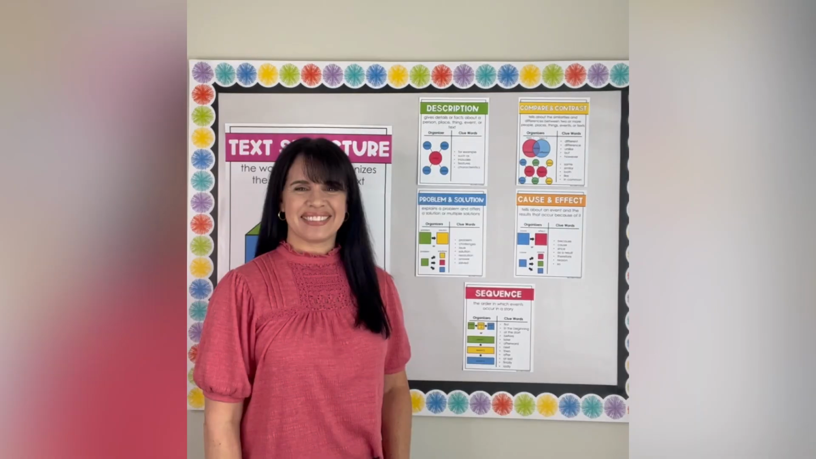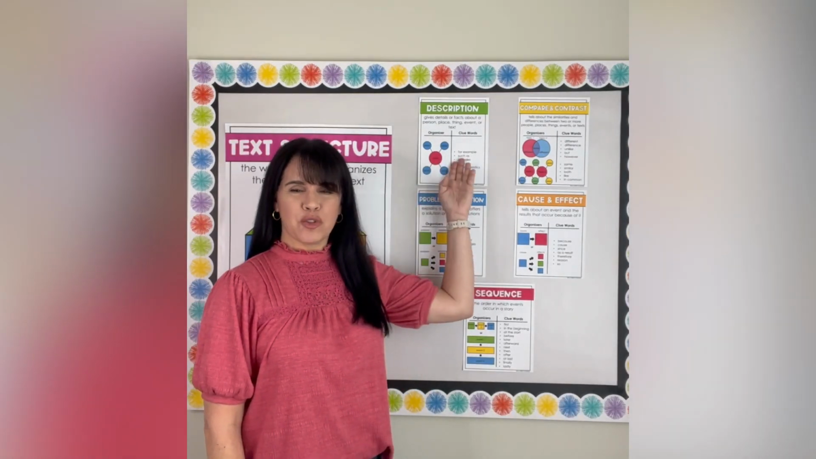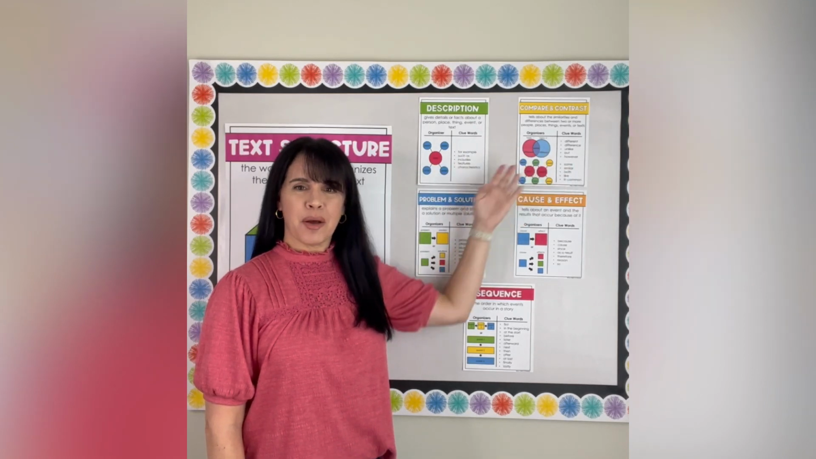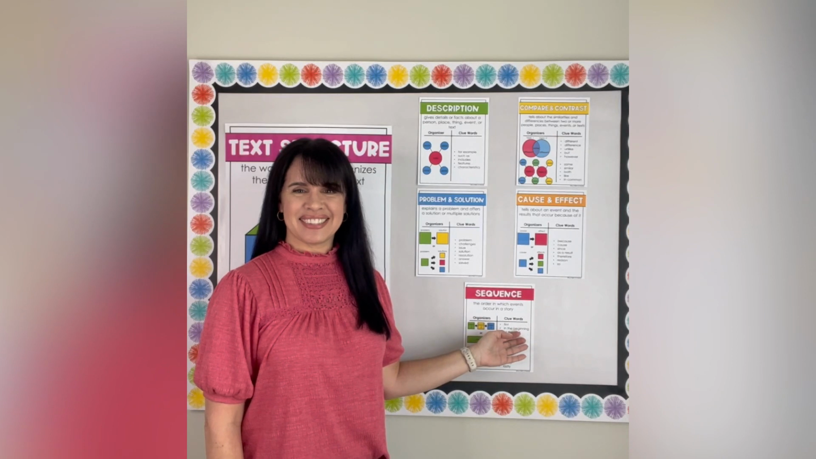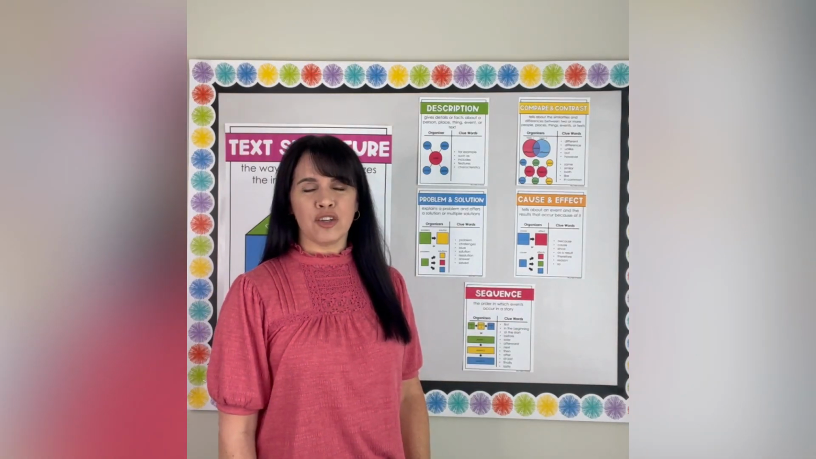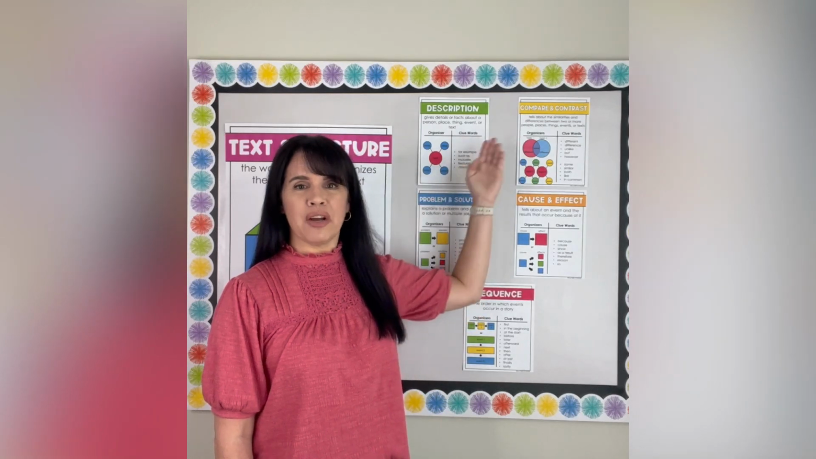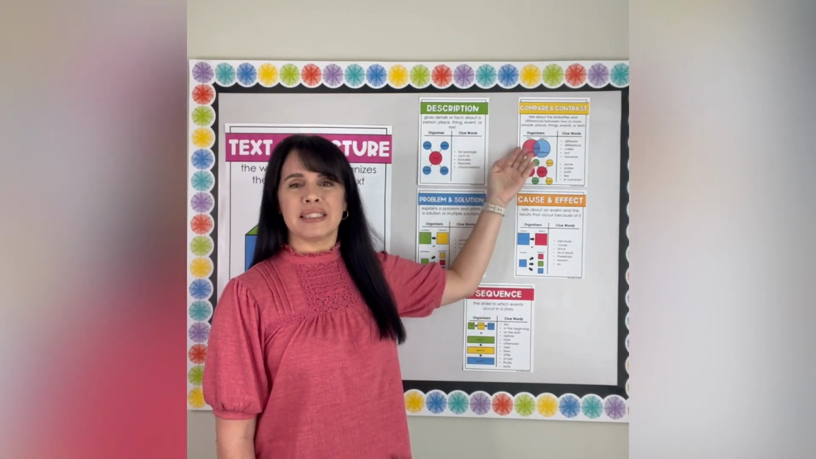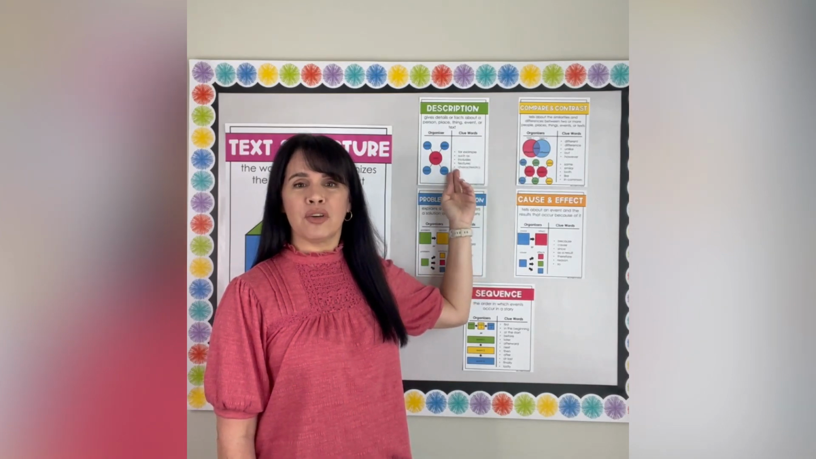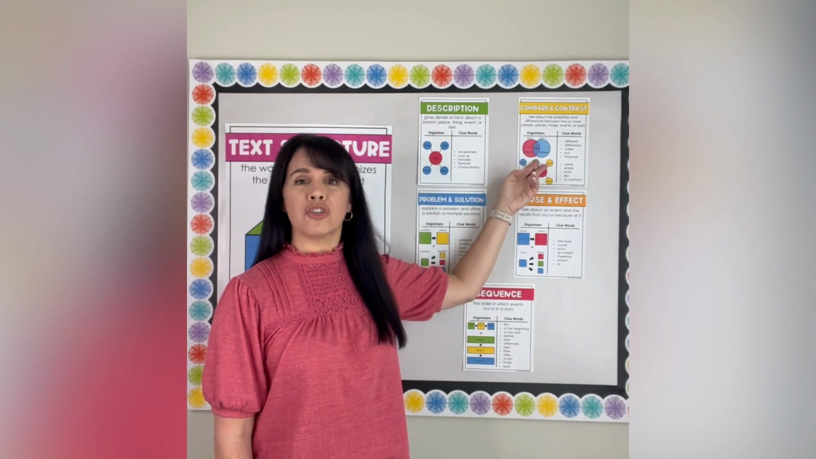Next, I like to introduce the 5 text structures: description, compare and contrast, problem and solution, cause and effect, and sequence. I like to show these anchor charts to my students and see if they notice any similarities. I'll start with the first pair and ask them, do they notice any similarity between these two? They might notice that it has similar colors, but they will probably notice that the graphic organizers look pretty similar. And that's because these 2 text structures are related.